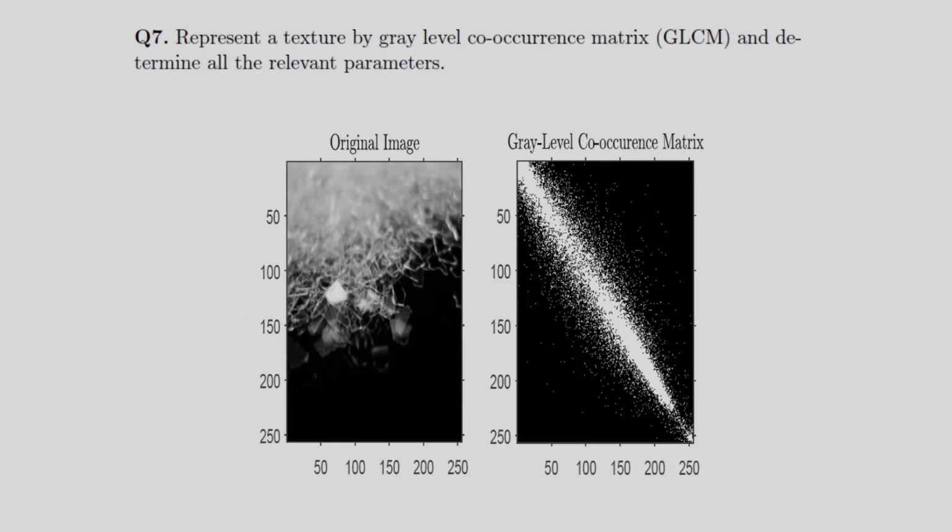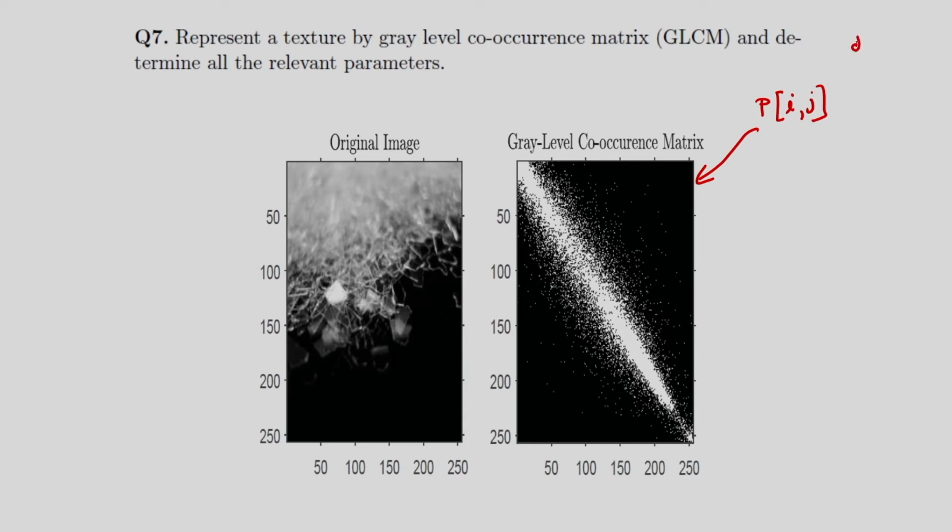The problem number 7 is to represent a texture by gray level co-occurrence matrix. So that is GLCM, and determine all the relevant parameters. In my class I have discussed how to determine the GLCM, that is the gray level co-occurrence matrix. For a particular displacement vector you can determine the array Pij, and that is displayed as an image.